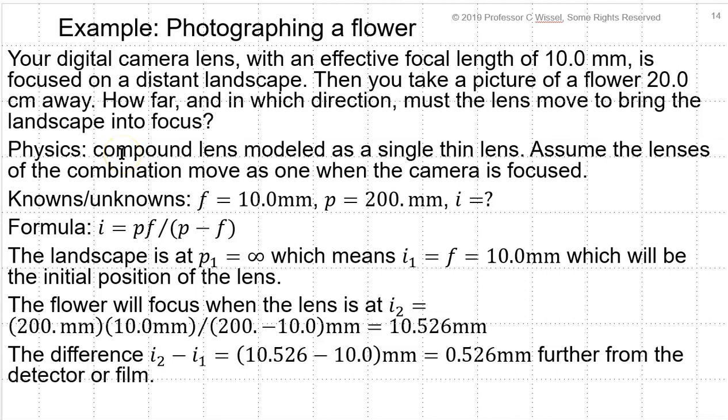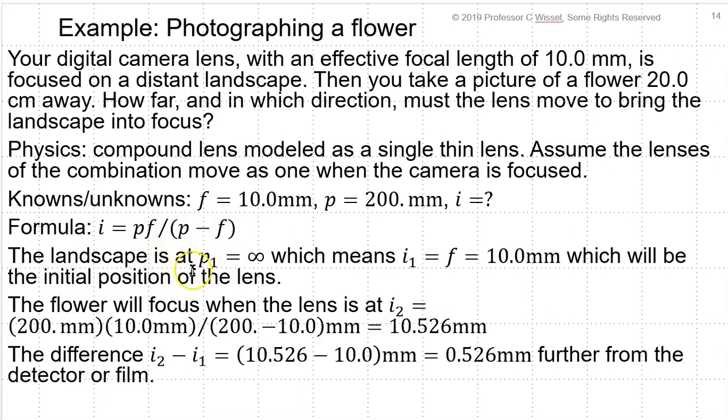So, knowns and unknowns. First thing you want to do is convert everything to the same units. It doesn't matter which one you use. I decided to use millimeters. So F equals 10 millimeters and P equals 20 millimeters. And they're asking, where's the image? Formula is I equals PF divided by the quantity P minus F.